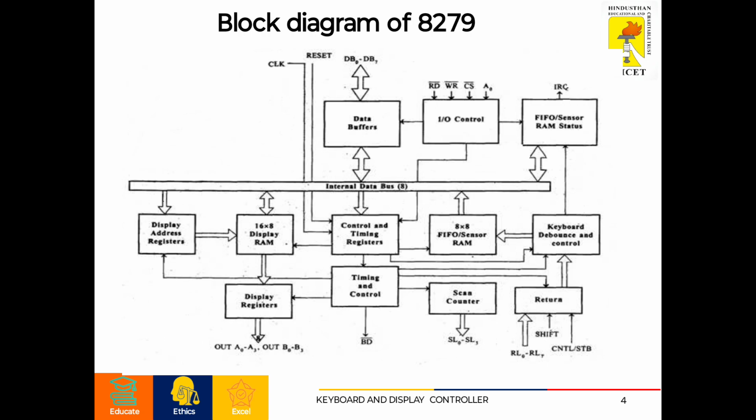So, in the left bottom side, there is the display section. It has 8 output lines divided into 2 groups, A0 to A3 and B0 to B3. The output lines can be used either as a single group of 8 lines or as 2 groups of 4 lines in conjunction with the scan lines for multiplexed display.